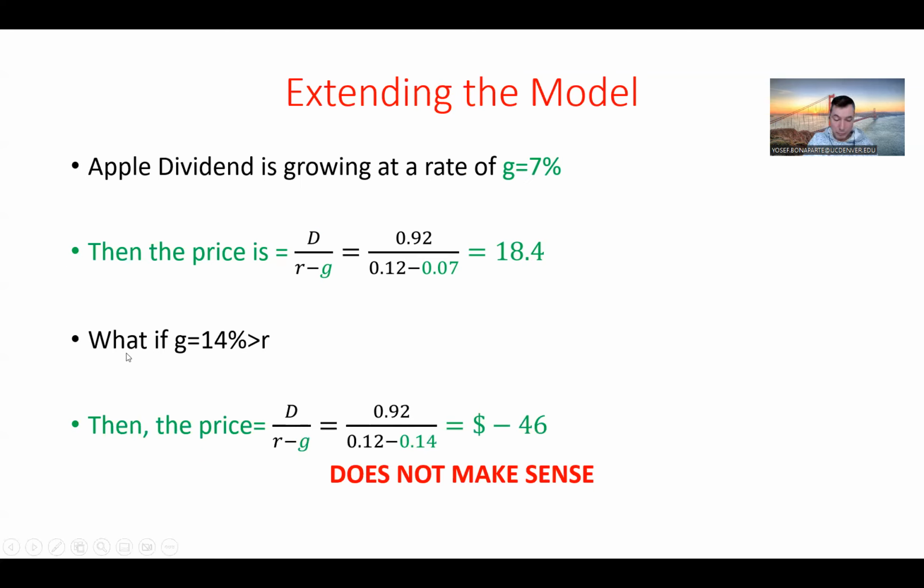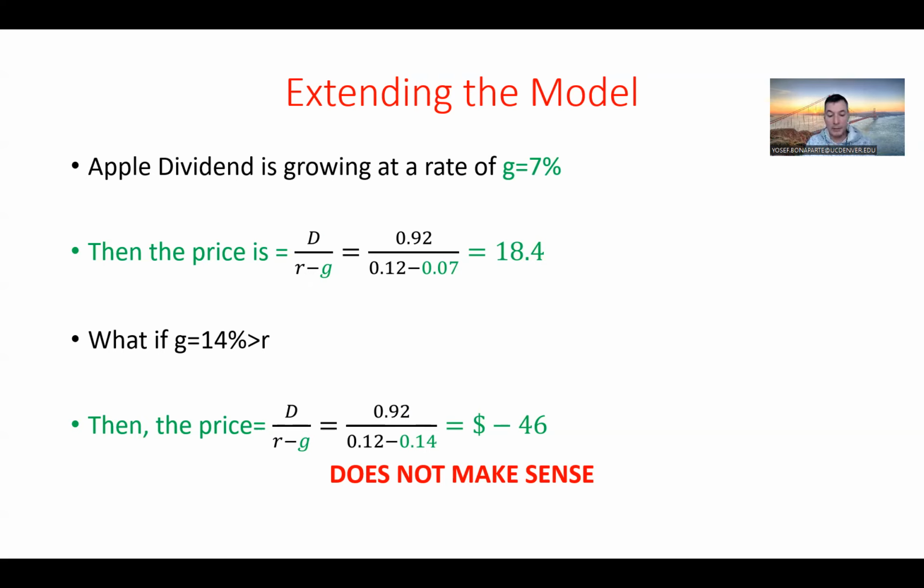Well, it's still very low. What if the growth of the dividend is 14%, which is bigger than the discount factor? In this case, D divided by R minus G, 92 cents divided by 0.12 minus 0.14, equals -46. The price cannot be negative, it doesn't make sense. So even this model doesn't make sense. So all this theory about DDM doesn't make sense.